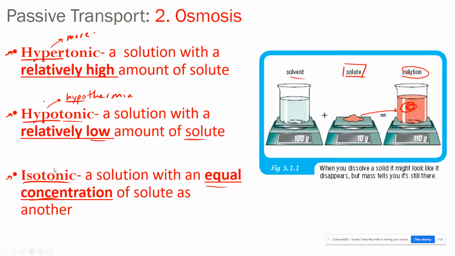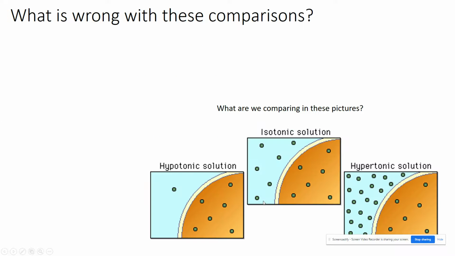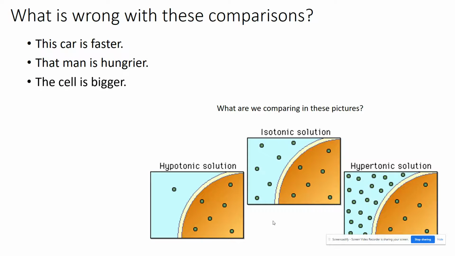Okay, so let's continue. And I want to really emphasize this term. It says, what is wrong with these comparisons? This car is faster. The man is hungrier. The cell is bigger. Okay, the cell is hypertonic. So these don't make sense. Hopefully you get this, because compared to what, right? You have to say the car is faster than this other car. This man is hungrier than this other man.